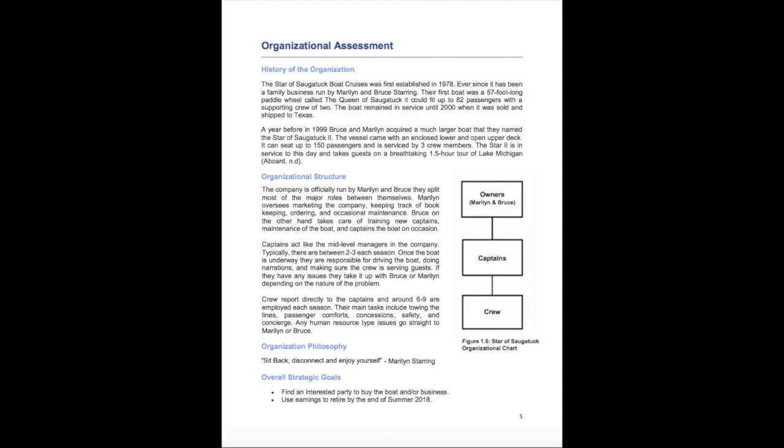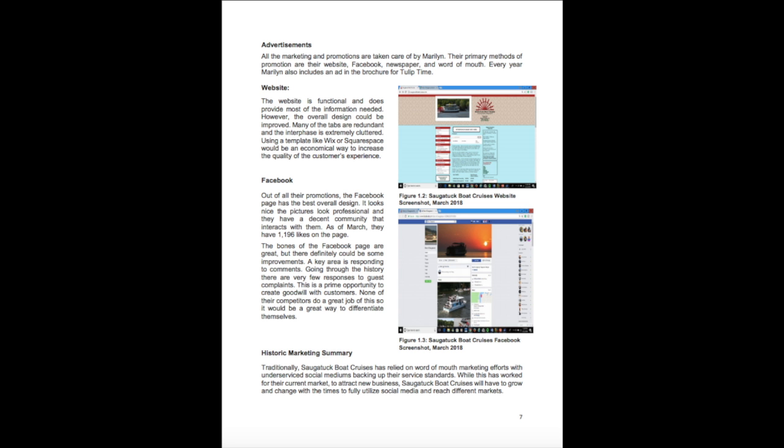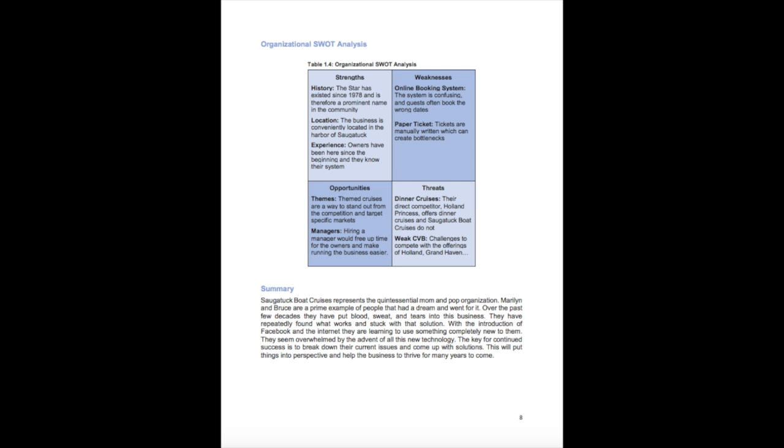So the first thing that we covered was the organizational assessment. This basically just gives an overview of the company, the history, the organizational structure, strategic goals, facilities, programs, products, etc. At the end of this section, we conducted a SWOT analysis of the organization. So we listed some of the strengths, weaknesses, opportunities, and threats.